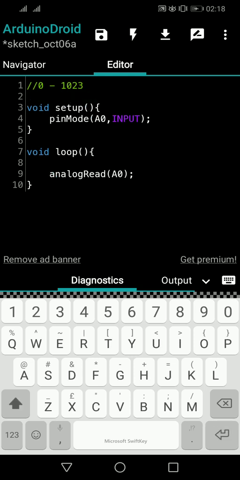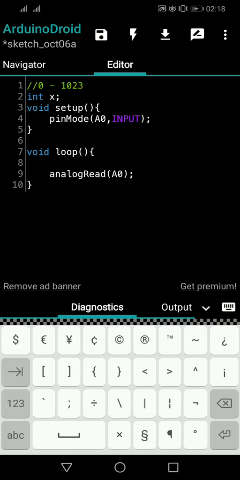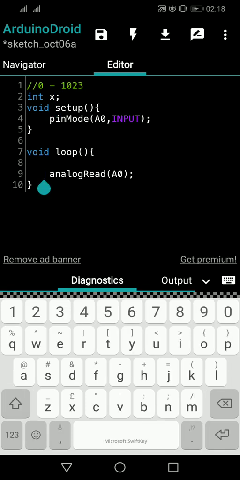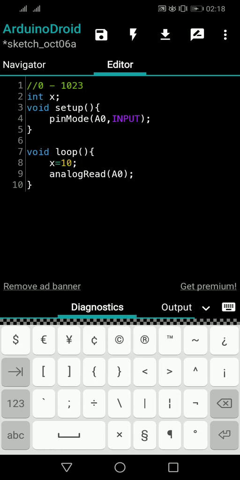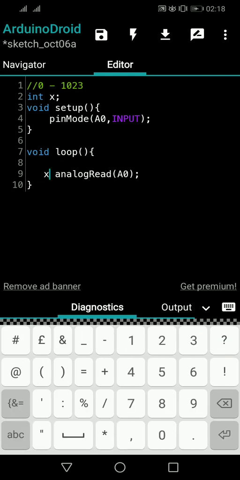So I will say int x, and give a semicolon here. I am not giving a value to this, because I am going to assign that analog read value to this particular integer. As we already did earlier, anywhere we want, we say x is equal to 10 or 20 or something. Like that, now we are going to give a value to x, but not a fixed value, but the value that is the analog unit. So simply we say x is equal to this value. Whatever the value comes, please assign it to x.